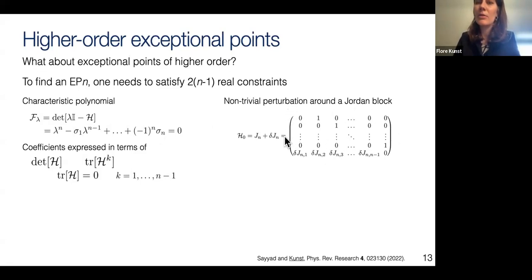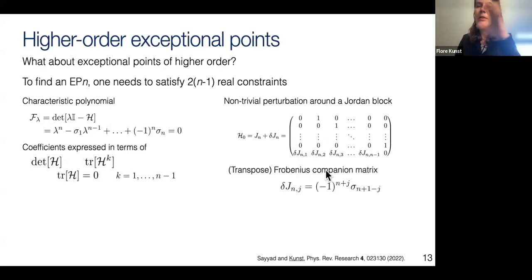Another way to think of this is in the following way. If I take a Jordan block which is n-dimensional, and I perform a non-trivial perturbation around this Jordan block, you can write it in this form here with these delta j's. Then this is actually the Frobenius companion matrix of this polynomial. In other words, if I write the characteristic polynomial of this matrix, it has exactly this form, which means that you can write a relation between these delta j's and these sigmas. In other words, these delta j's are exactly the determinants and the traces of this H naught.